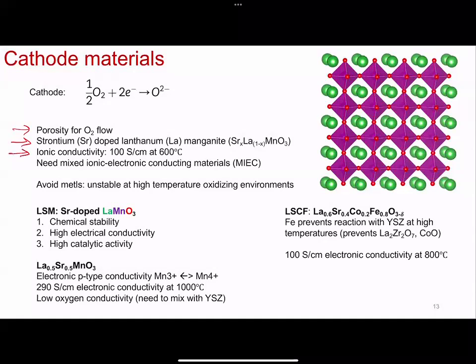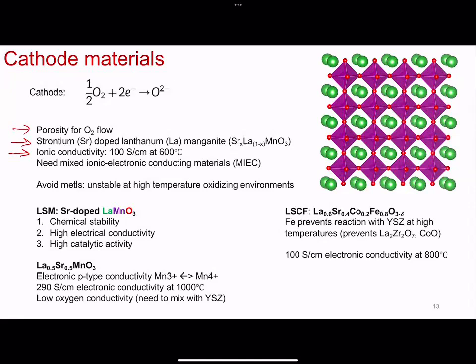So the ion conductivity is quite high, 100 Siemens per centimeter at 600, which is a typical operating temperature for a solid oxide fuel cell. And as a cathode, you want the material to be electronically conducting as well, right? So here you're starting to see where the engineering comes in. The electrolyte, you want to be ionically conducting but electrically insulating, because you don't want to short your cell. You want to keep the cathode and the anode separate in terms of electrical conductivity.